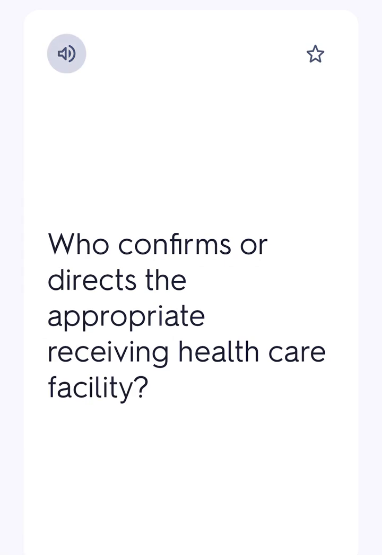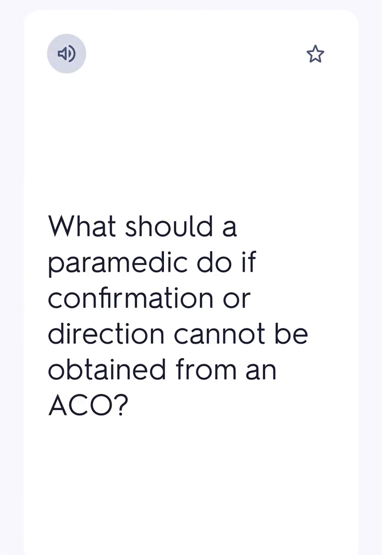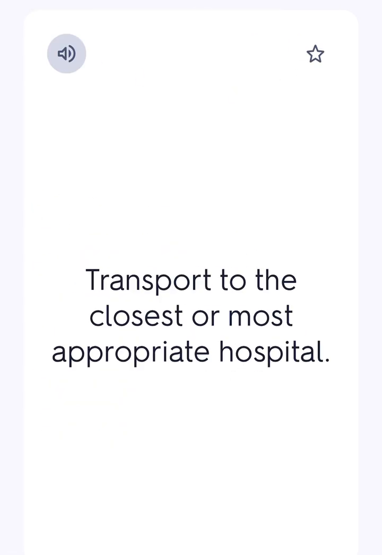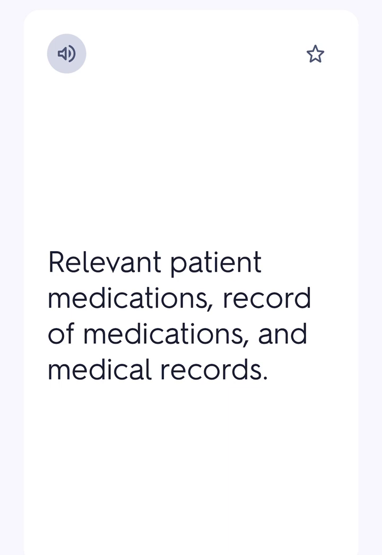Who confirms or directs the appropriate receiving healthcare facility? Ambulance Communications Officer. What should a paramedic do if confirmation or direction cannot be attained from an ACO? Transport to the closest or most appropriate hospital. What should a paramedic collect and transport for review by receiving facility staff? Relevant patient medications, record of medications, and medical records.